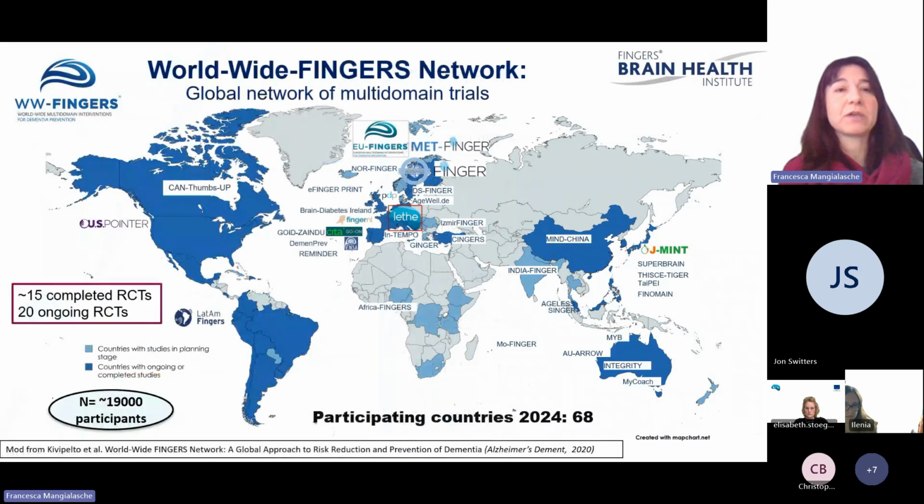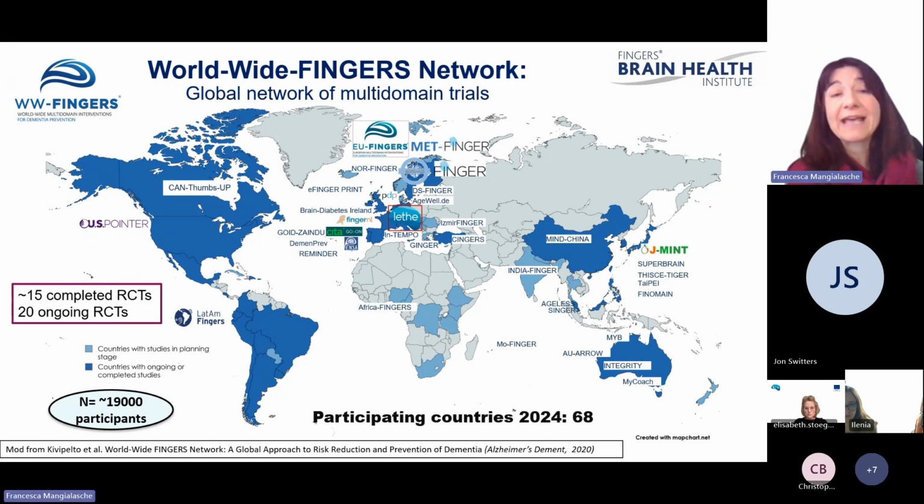To answer this question, we founded in 2017 the Worldwide FINGERS Global Network of multi-domain trials for dementia risk reduction. The countries that you see colored in the map are all of the countries participating in the network. In dark blue are countries with ongoing trials that are like FINGER, although there are local adaptations to make it sustainable and feasible in other settings. In light blue, there are countries that are in the process of organizing the trial.